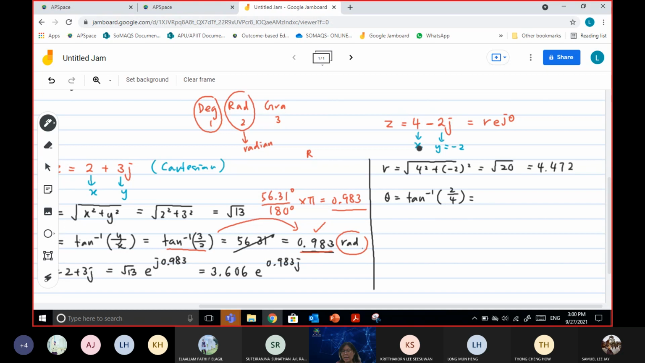Okay, hold on. This one, x positive, y negative. Which quadrant? Should be 4th quadrant, yes. Should be 4th quadrant, so... Miss, it is -2. Yeah, I know. I'm calculating the basic angle. Hold on. Let me confirm first.